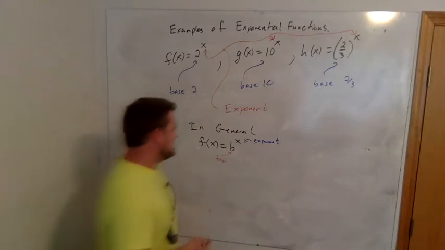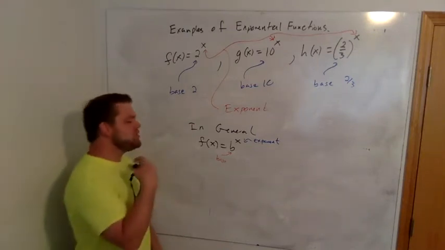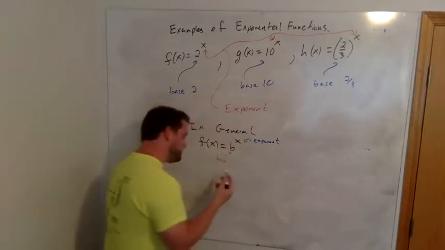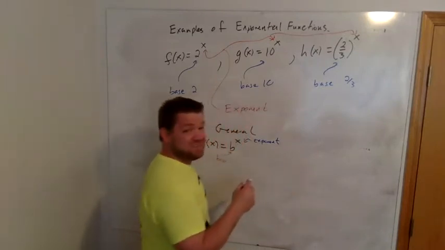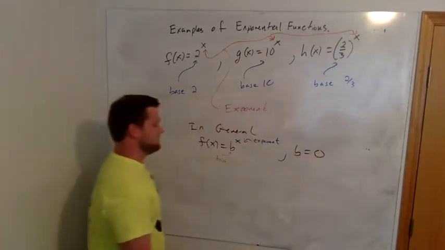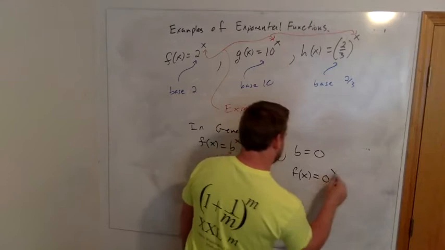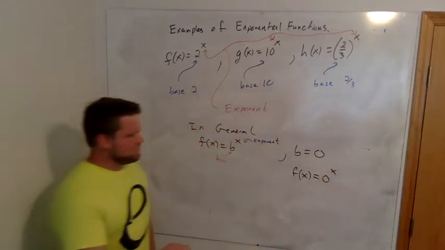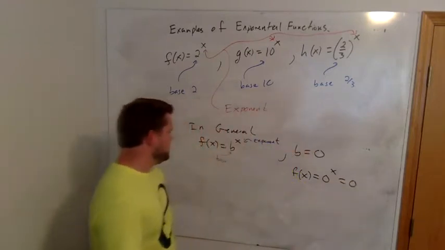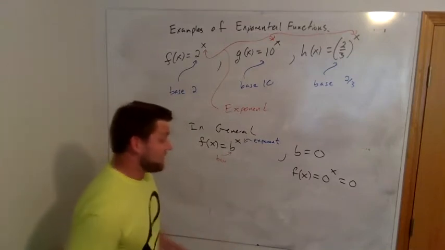Okay, so what should be the conditions on b? Well, let's talk about some really boring cases first. So what would be a really boring base, like a super yawn fest? Well, for example, what if b was 0 here for a second? Well, then my function, f of x, would be 0 to the x. But 0 multiplied by itself any number of times is still just 0. So if the base was 0, we're not even getting something that grows really quickly. We don't really have a nice exponential function.